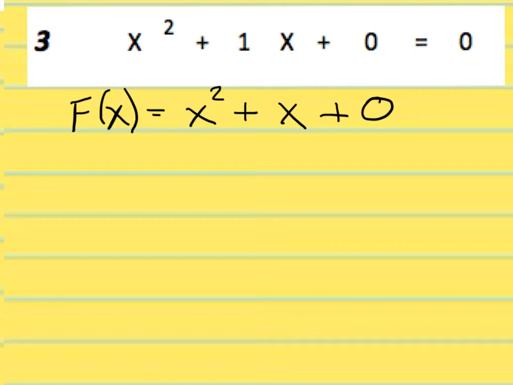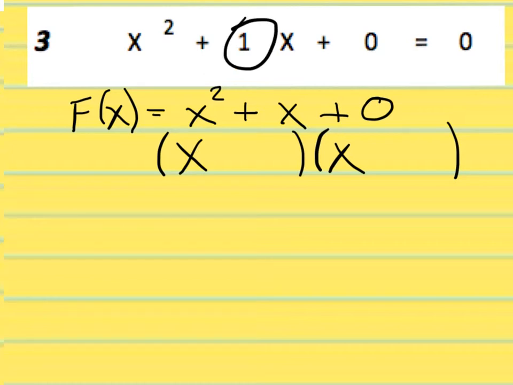Okay, so now we want to break this up into two quantities. So we have this and this. You know that you're going to have an x and an x. You have 0, and you want two numbers that multiply to get 0 but add to get 1. Two numbers that multiply to get 0 and add to get 1 are what? 0 and 1.